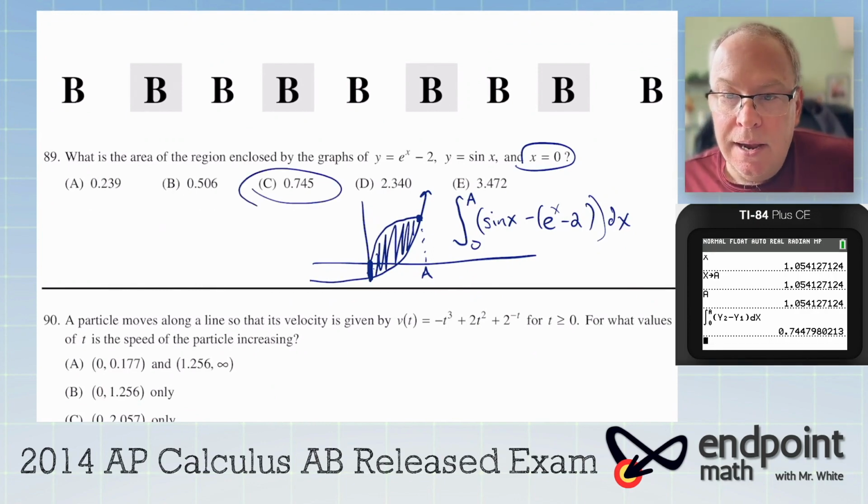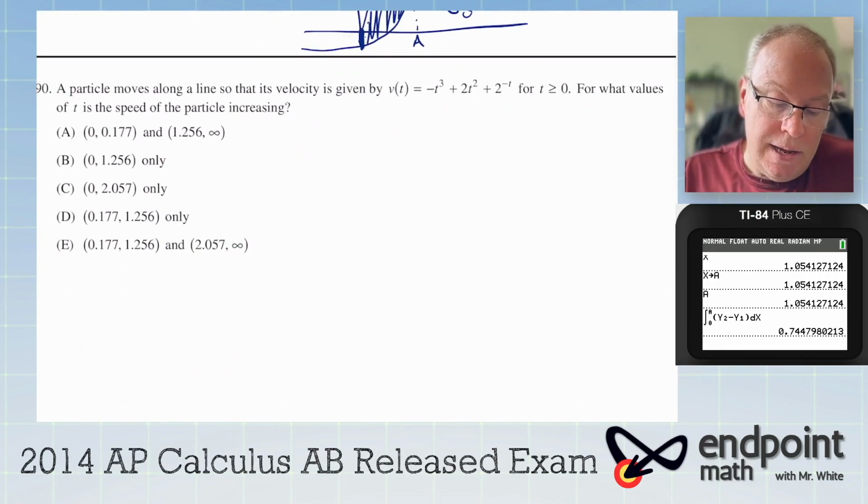And I'm looking at the key, 89. C is the right answer. What do you know? We did it. All right, moving on to number 90.